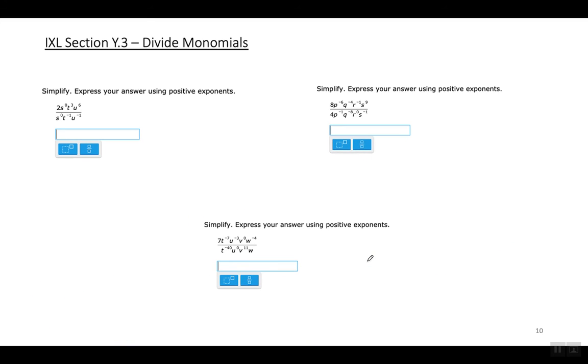Almost done. All right, yeah. This slide has the last 3 examples, okay? All right, so let's look at this one over here.